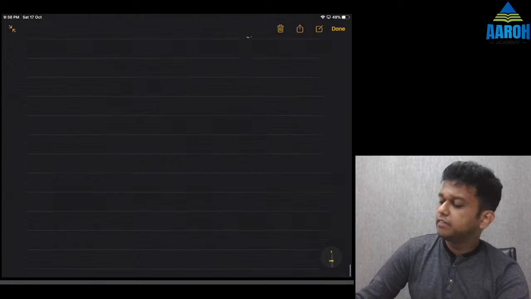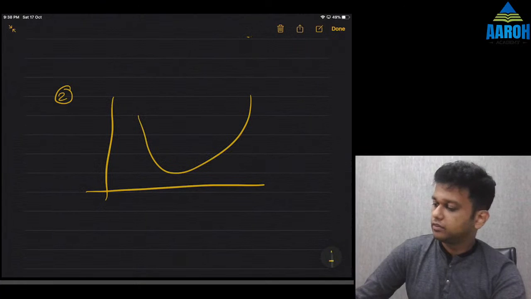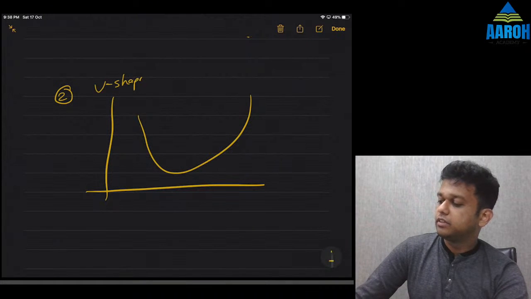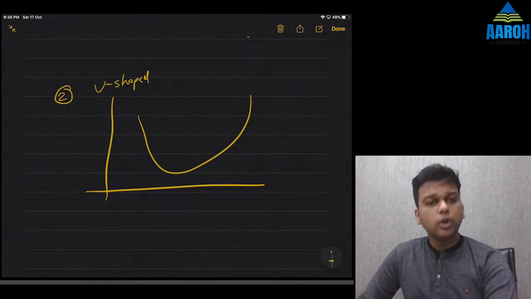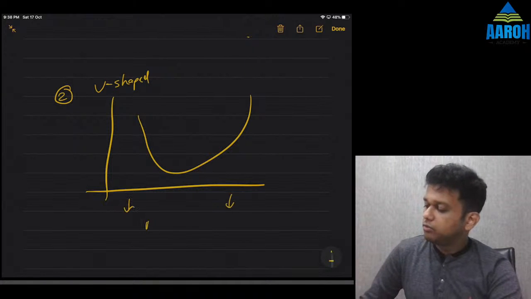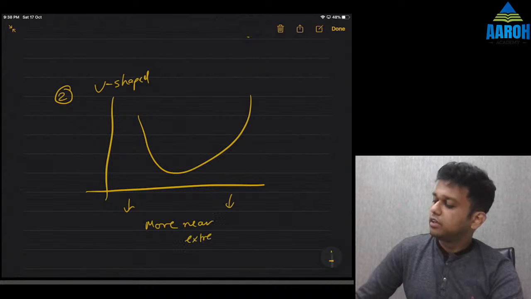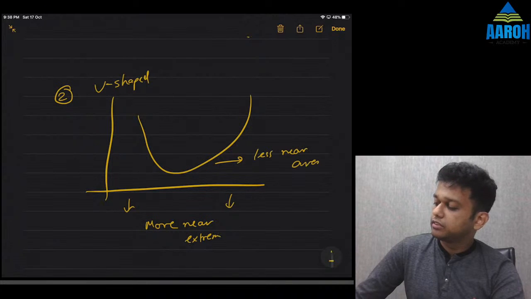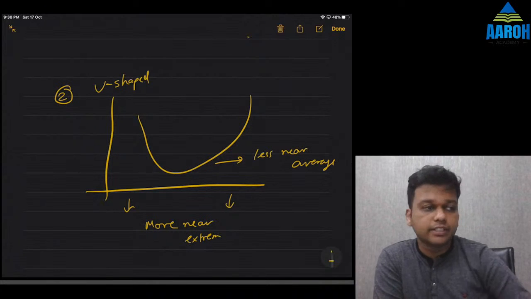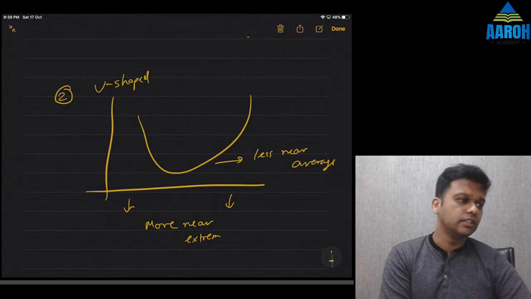The second type of frequency curve as per the module is the U-shaped curve, like this. That is, more values are near extremes and fewer values near average. That is called a U-shaped frequency curve.